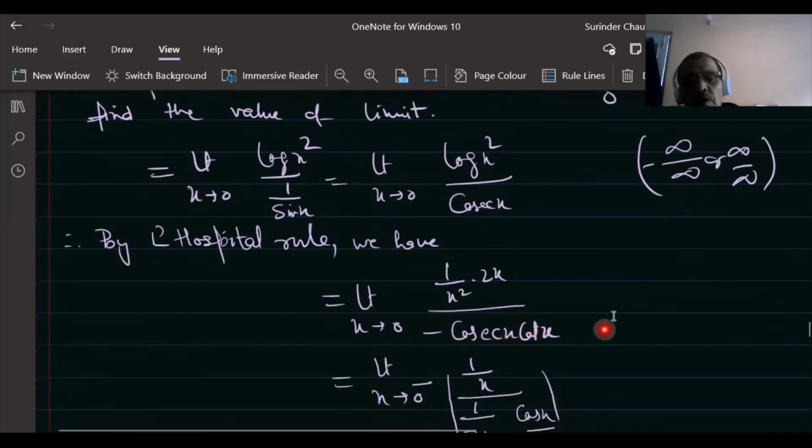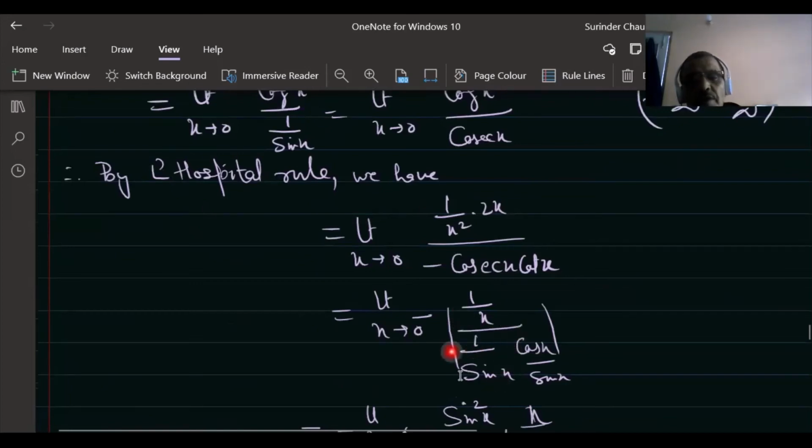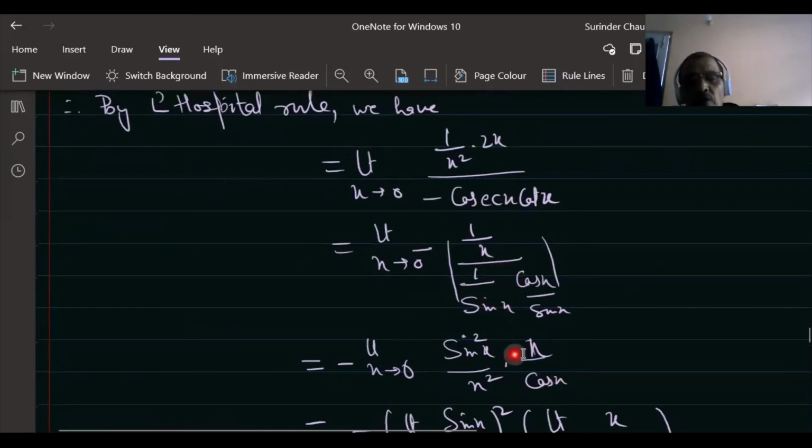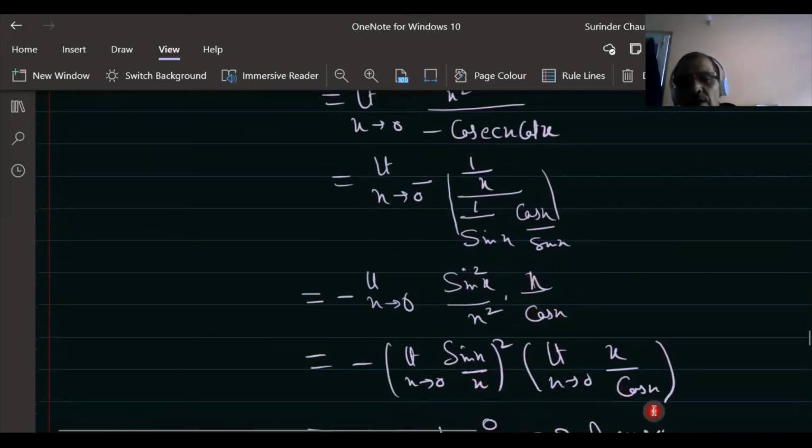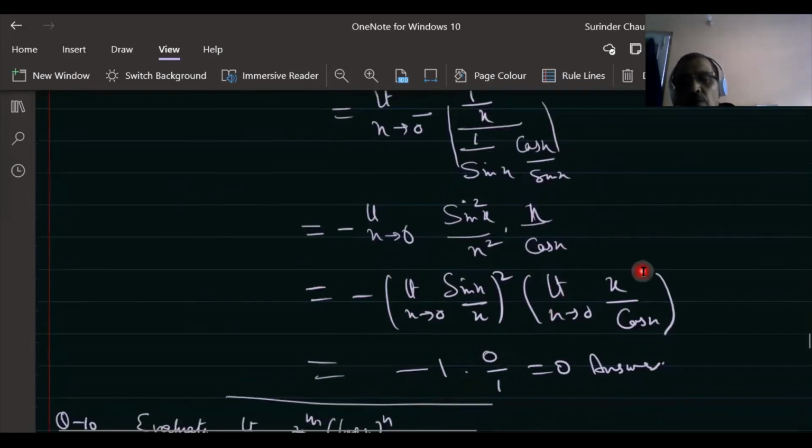Now convert cosecant and cot to sine and cos and simplify. x square and x cancel, giving 1 upon x in the numerator. Minus 1 upon sine times cos x upon sine x in the denominator. Apply a upon b upon c and rearrange the terms. This becomes sin square x upon x times cos x, so we write it as limit x to 0 of sin x upon x whole square times x by cos x. The limit of this is 1 times 0 upon 1, which equals 0.